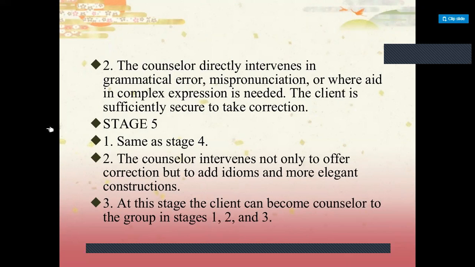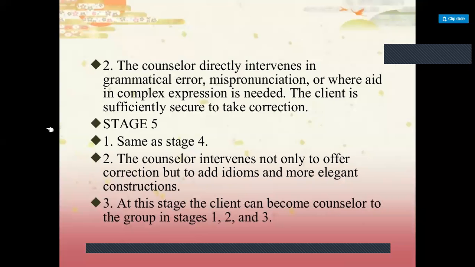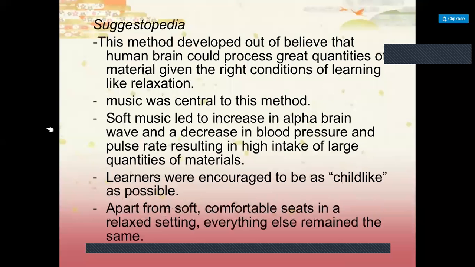Okay. And the number five, well, if you succeeded on stage number two, now you would become a kind of counselor for groups in stages number one, two, and three, right? So meaning that you would be very independent at this stage. Okay.